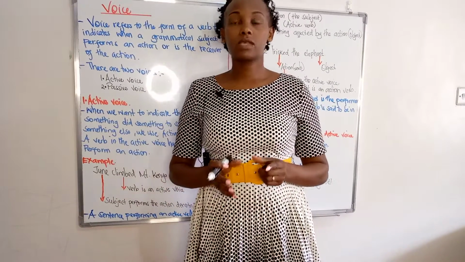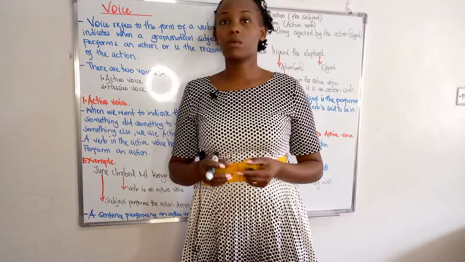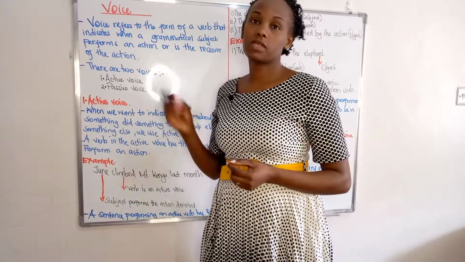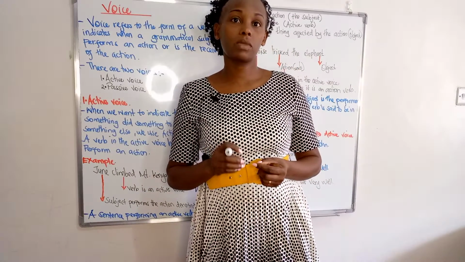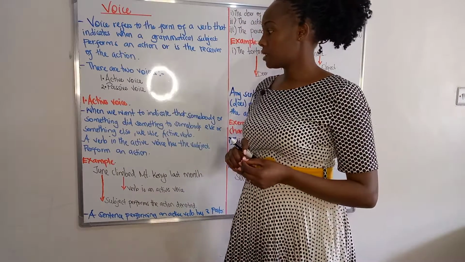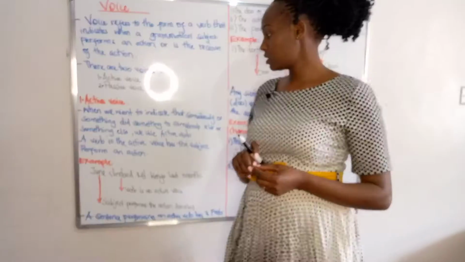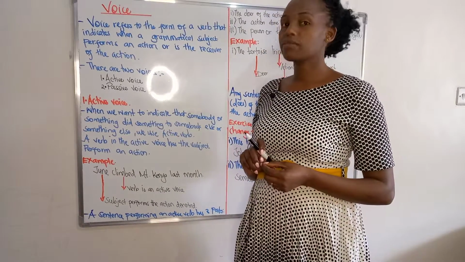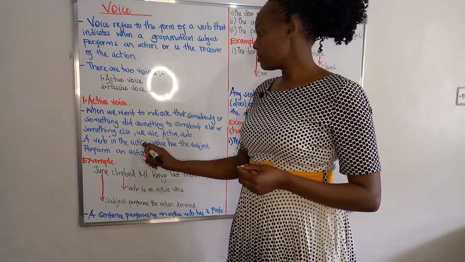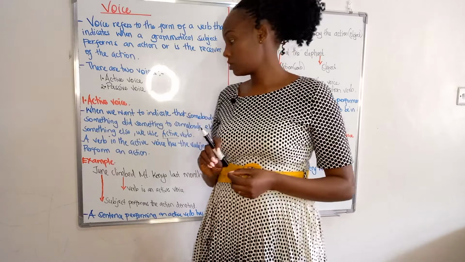So, voice, again, is that form of a verb that shows whether what is denoted by a verb performs an action, or an action has been performed on it. Now, we're going to look at the active voice. When we want to indicate that somebody or something did something to somebody else or something else, we use the active verb. A verb in the active voice has the subject perform an action.